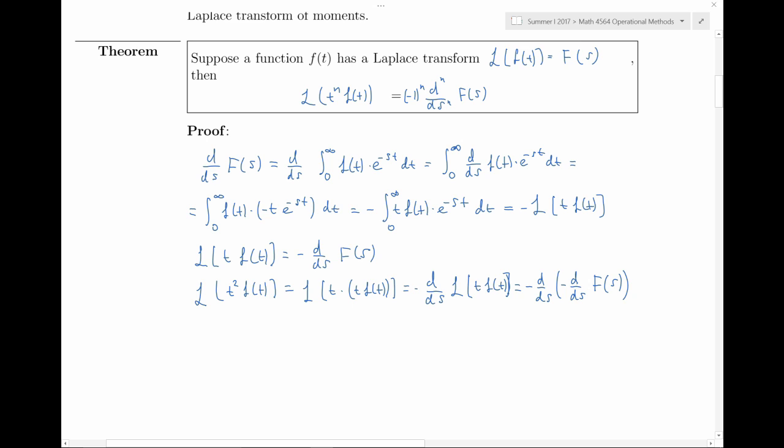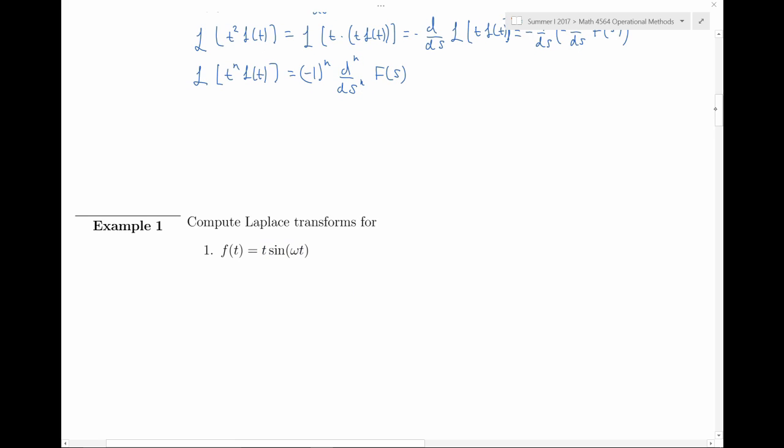Extending this to the power n, we get the Laplace transform of t to the n f of t. Well, if we repeat it n times, we're going to get minus 1 repeated n times, and the process of differentiation performed n times. And that's the proof of the theorem. And let's take a look how it plays out in examples.